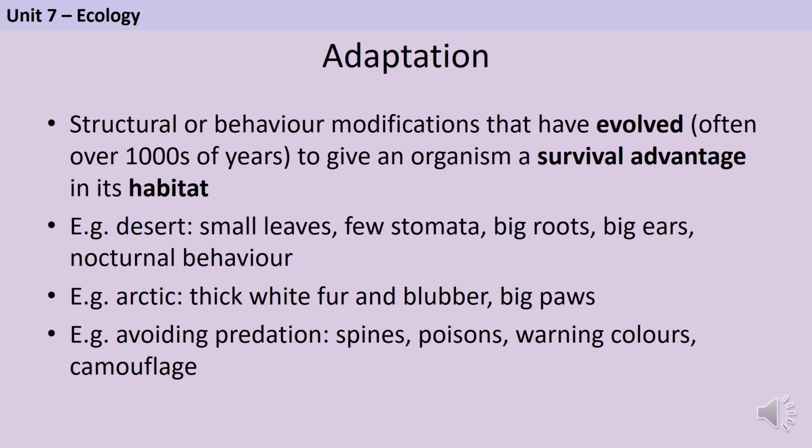In terms of avoiding predation, we've got the use of spines to stop animals eating you if you're a plant, poisons and also stings, using warning colours, and that could also include mimicry. So you've got things like a hoverfly, which pretends to be a wasp. It's got that yellow and black colouring, and so other animals don't eat it because they don't want to get stung, but actually it doesn't have a sting of its own. And also camouflage, so things like a stick insect, making itself look like a leaf or a stick so that it doesn't get eaten because the predator just doesn't see it.